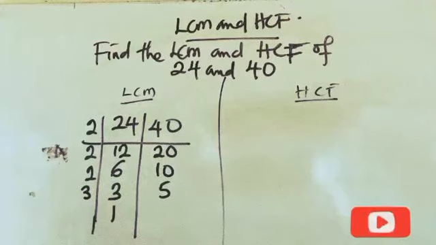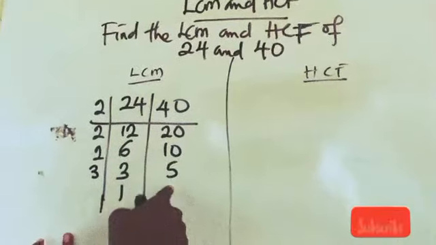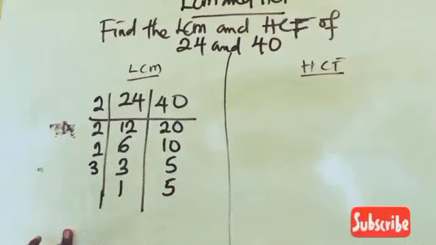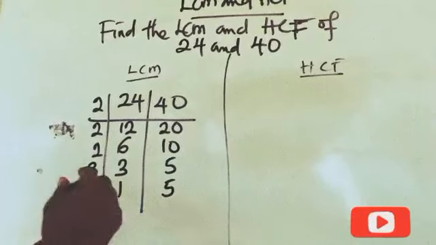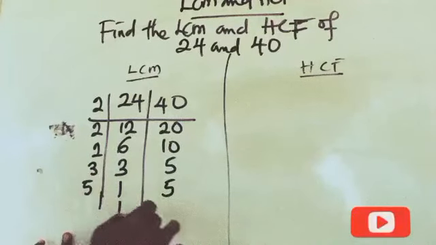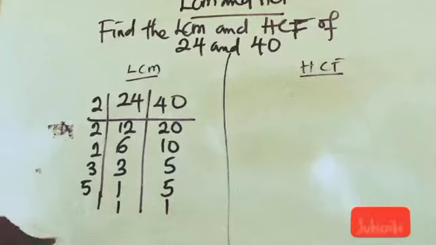But 3 can divide 3. It will give me 1. 3 cannot divide 5, so I'm still going to write back my 5. But because it is only 5 that is remaining, I will use 5 to conclude. And 5 will divide 5. It will give me 1.